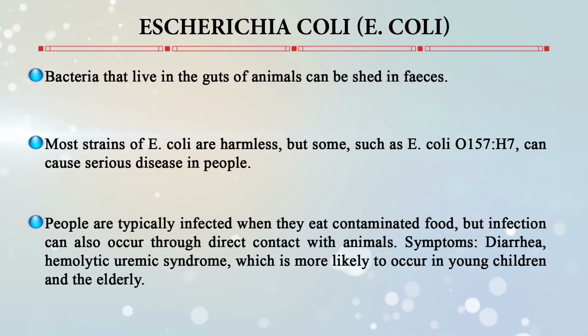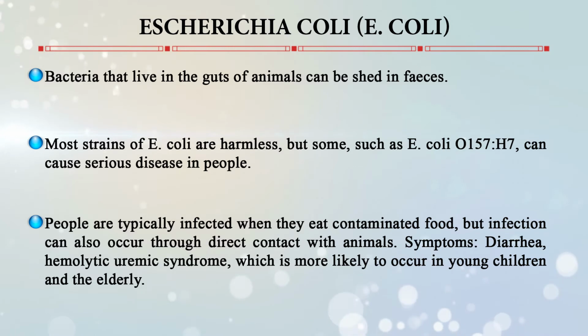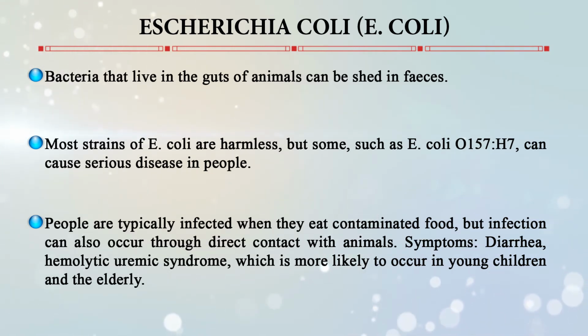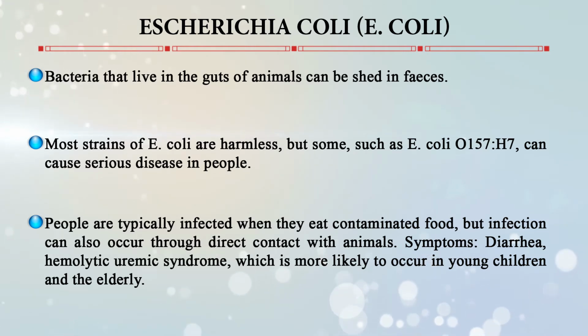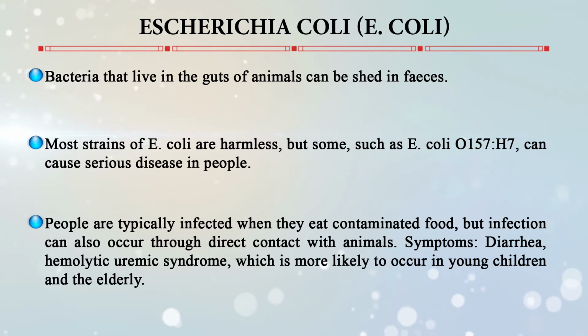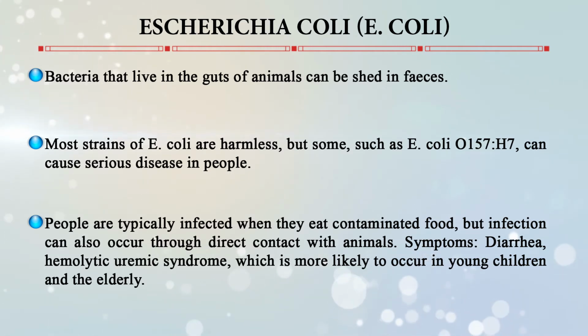People are typically infected when they eat contaminated food, but infection can also occur through direct contact with animals. The symptoms range from diarrhea to hemolytic uremic syndrome, which is more likely to occur in the very young and the elderly because their immune system is compromised.